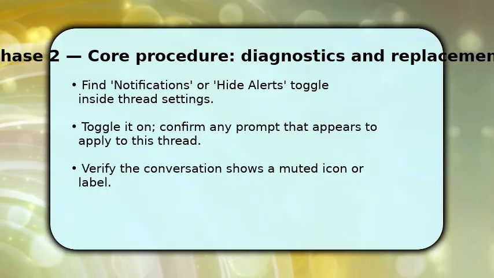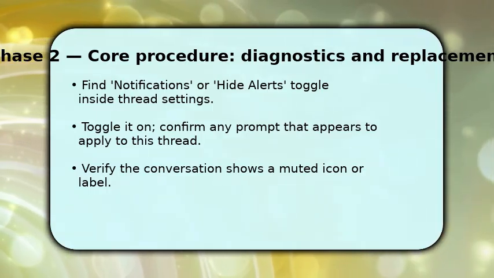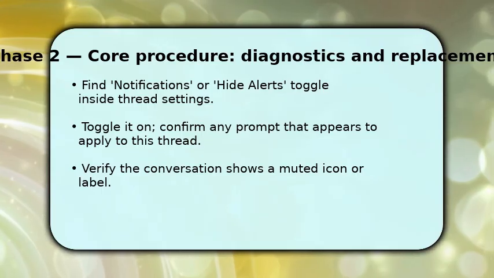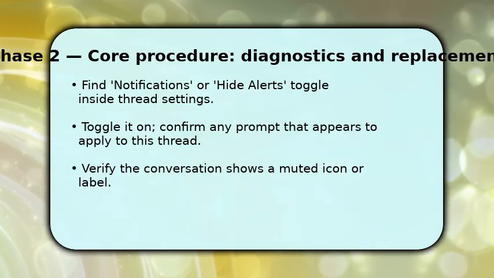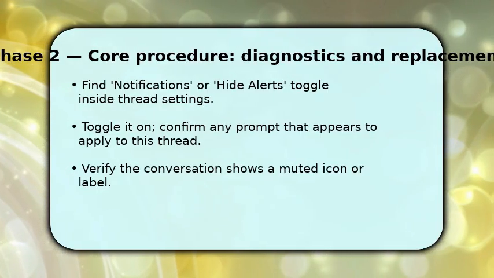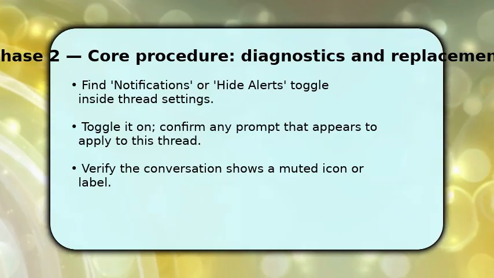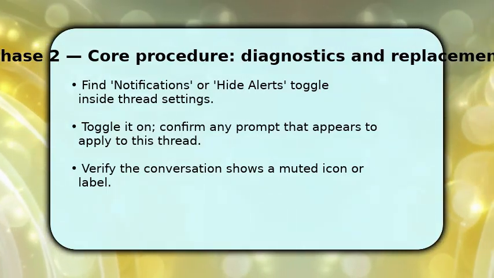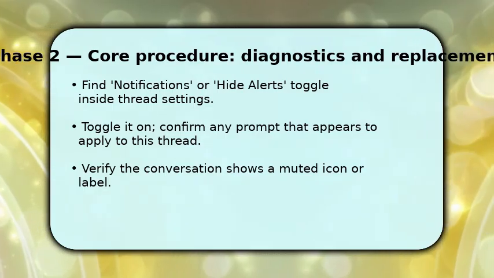The system may ask you to confirm that you want alerts silenced for this conversation only. Do it, because this ensures messages arrive silently while still storing content and badges if allowed. Once set, look for the muted icon or label beside the thread to confirm success. If you want multiple threads silenced, repeat these exact steps for each conversation.